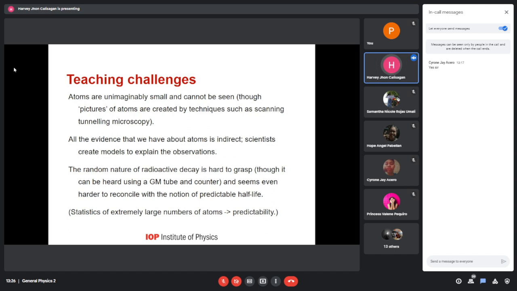Now, the random nature of radioactive decay is hard to grasp. Why? Because it needs the use of the GM tube or other counter-type materials that we can use to test the radioactive decay. And it seems even harder to reconcile with the notion of a predictable half-life. The half-life that we're talking about here is the strength of the radiation. Most of the radiation that we know are just the basic ones. Actually, we have different kinds of radiation. We have natural radiation, and we also have processed or man-made radiation. We will be discussing that later.